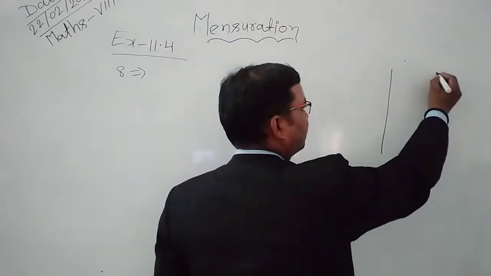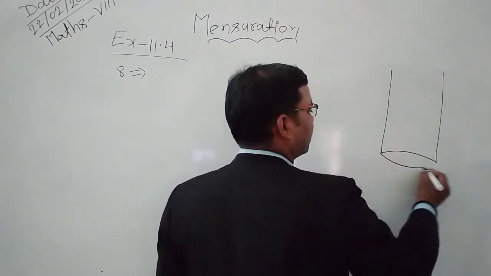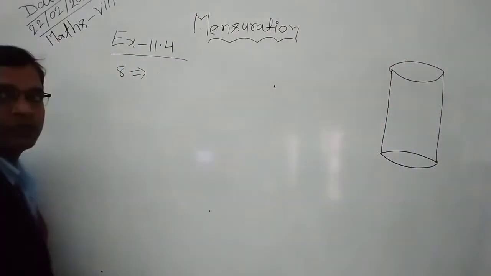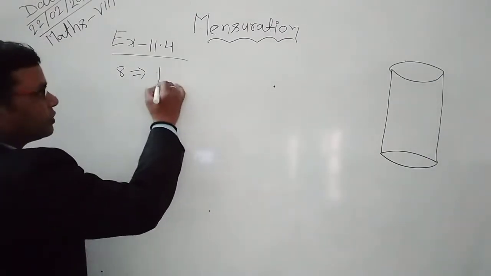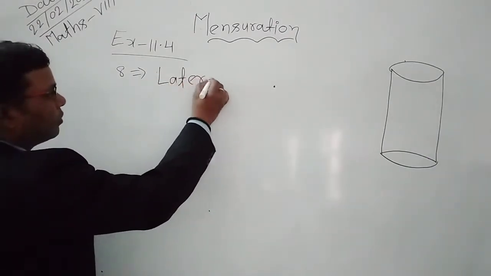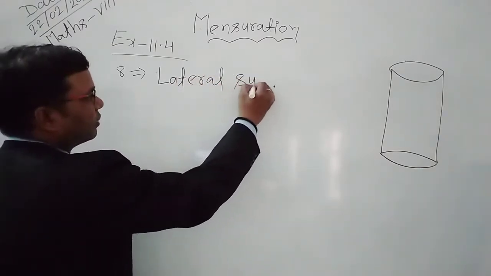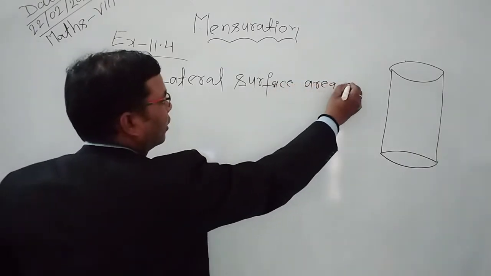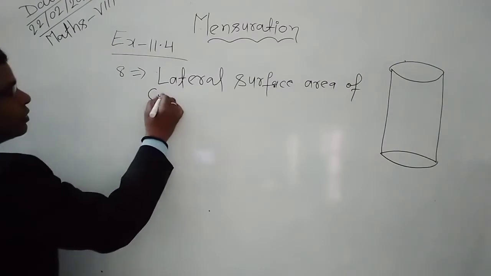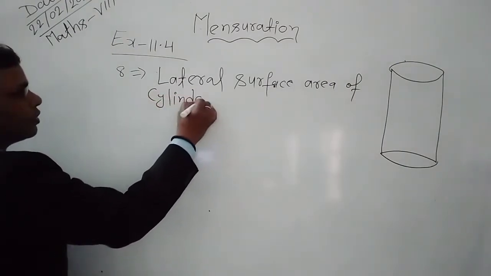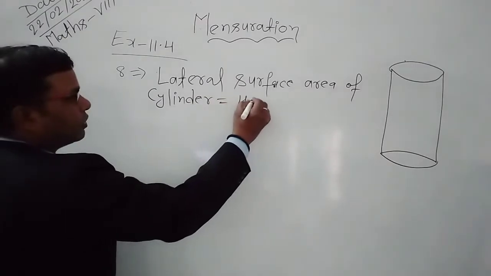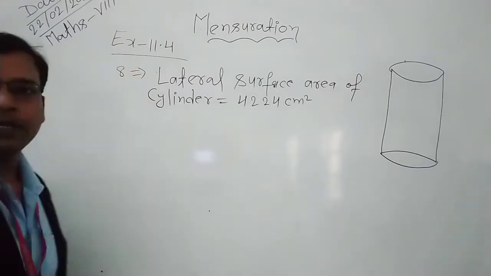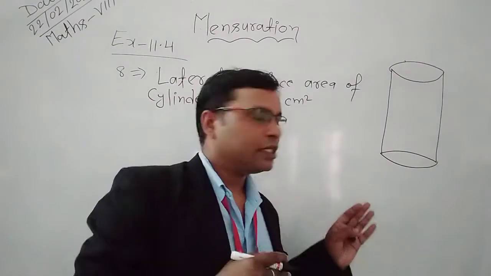So here you can see, first you make this cylinder, okay, and the lateral surface area of the cylinder is given. Lateral surface area of cylinder is equal to, this is given, 4224 centimeter square. Okay, now we cut it along its height.